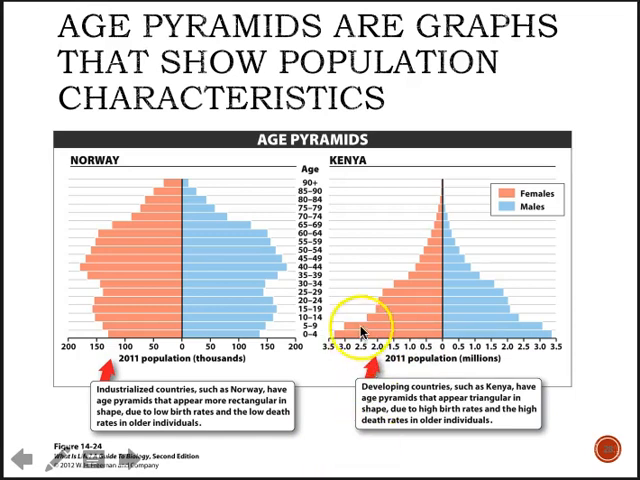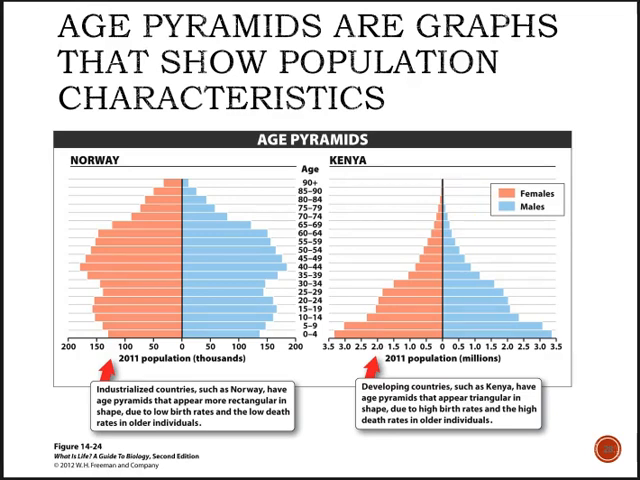But one thing that we do see here is that mortality rates are very high. That's this very steep decline here that we see as they get older. And there's not a lot of old people in Kenya. You're not seeing a lot of people over age 80 in Kenya and other developing countries.